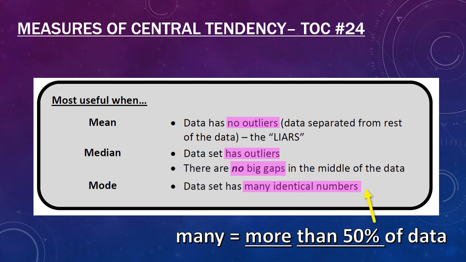When I say many, I mean more than 50% of the data. You're not going to really use the mode much for the measure of center unless you have a lot, like it's 1, 1, 1, 1, 1. So if you're looking at the age of 6th graders, then you would use the mode, because most of you are between the ages of 11 and 12, so you would use the mode there.